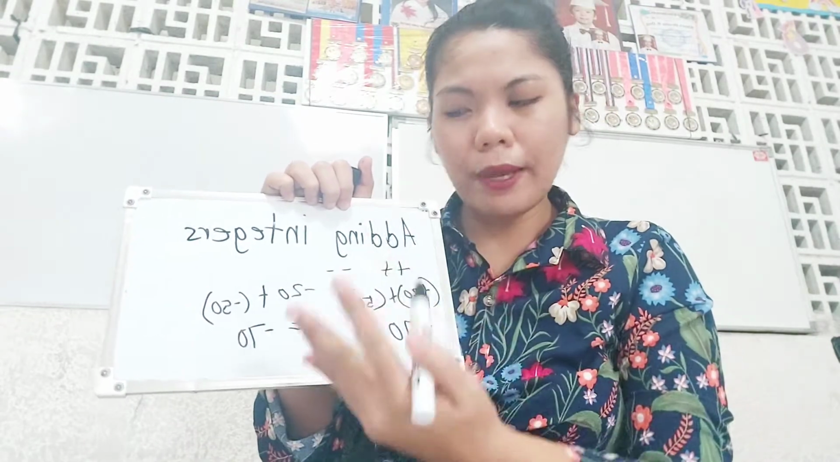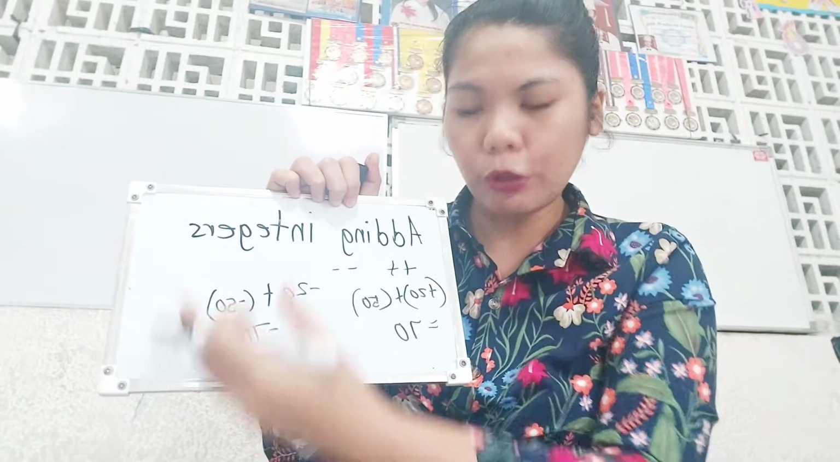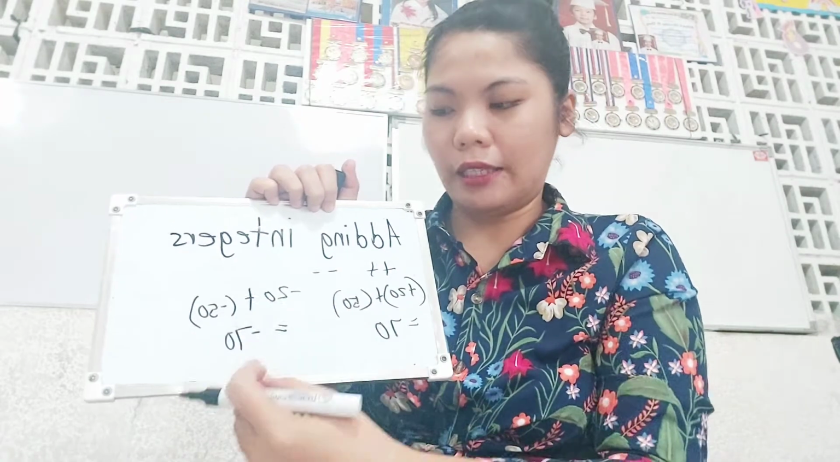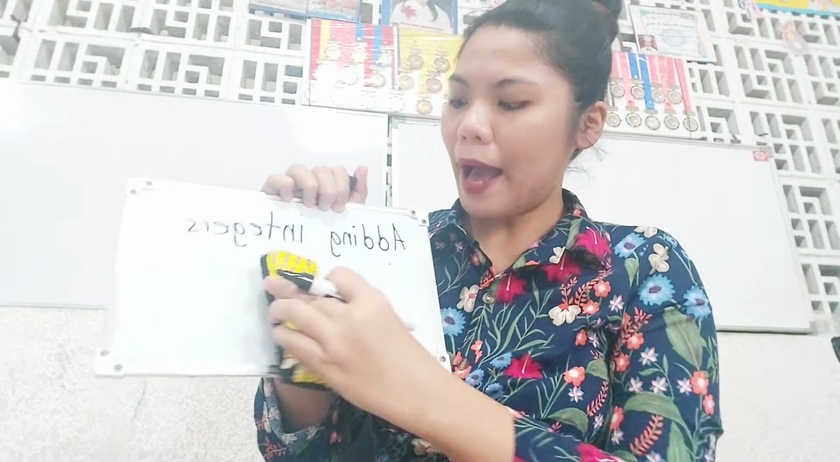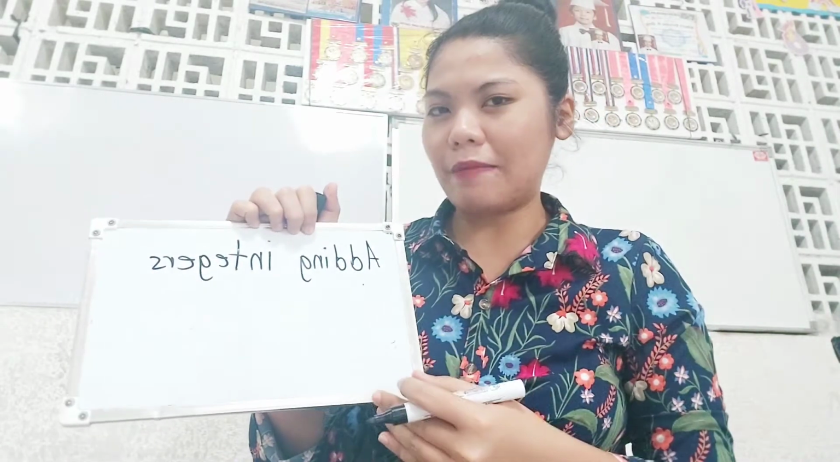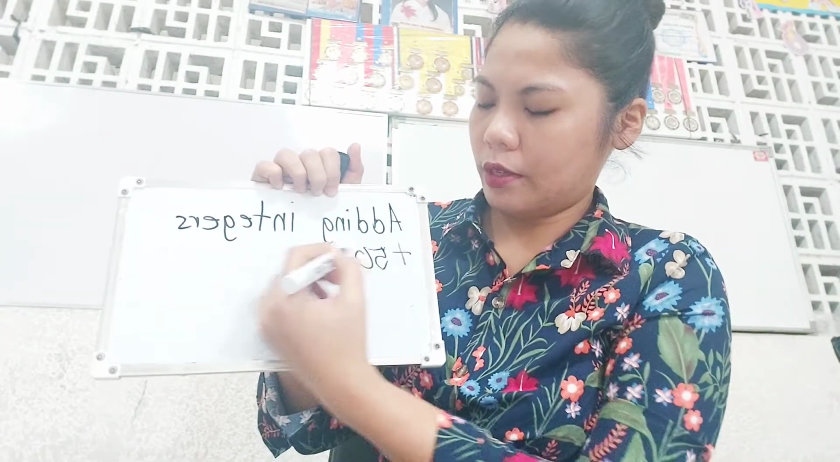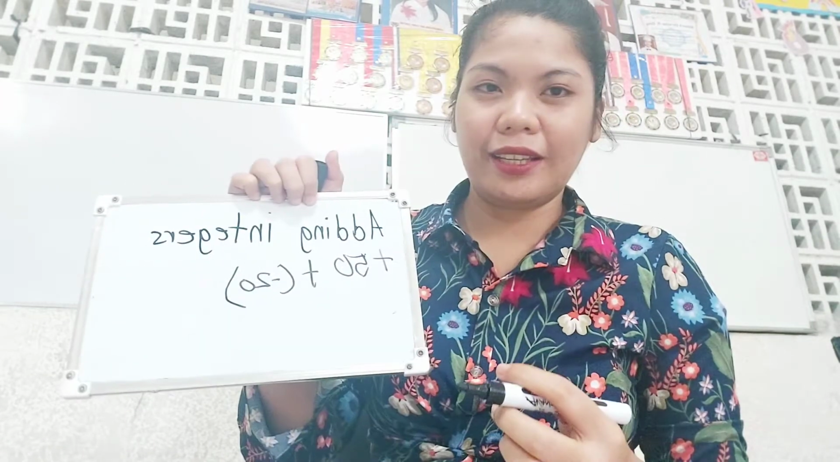So, once na nakita mo siya na pareho ang sign, pagsasamahin mo lang yung number, i-add mo lang siya as usual, then take that sign. And then the next rule is, paano pag magkaiba na yung sign? So, paano ba pag magkaiba yung sign? Positive 50 plus negative 20.